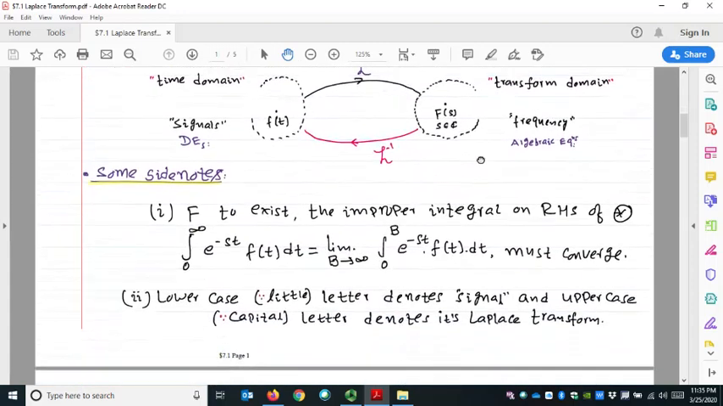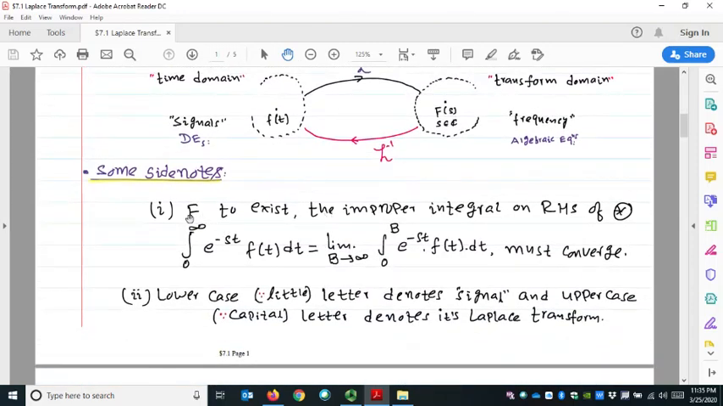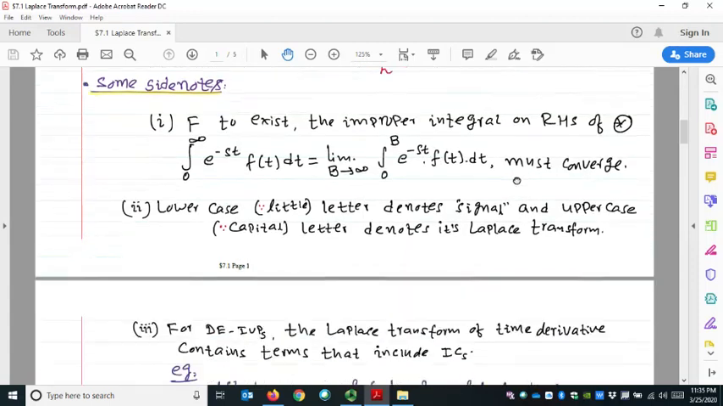Okay, so some side notes. One: for the capital F, which is the Laplace transform of little f, to exist, the improper integral on the right-hand side of the equation star, which is the improper integral from 0 to infinity of e to the negative st times f(t) dt, which is computed this way, the limit as b goes to infinity of the integral from 0 to b of e to the negative st times f(t) dt, must converge.